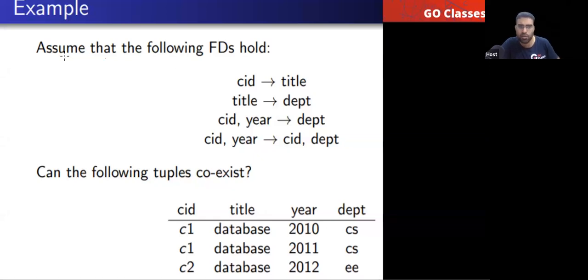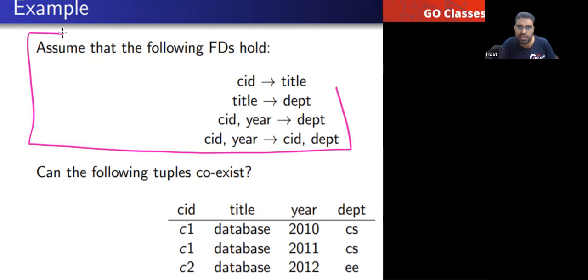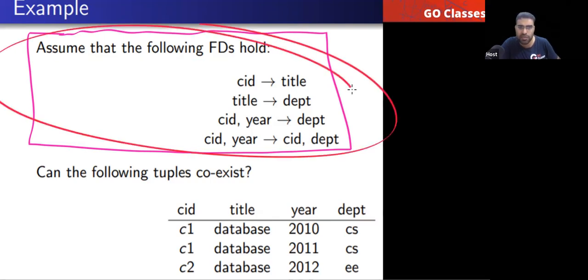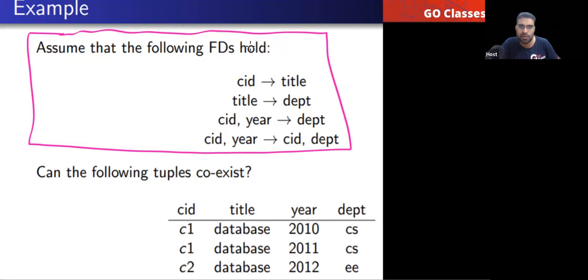See, this question is given to you. Assume that the following functional dependencies hold. This is already given to you. What does this mean? When you say these functional dependencies hold, are they holding for an instance or for a schema? Please tell me. These dependencies, they hold. Then what are we saying?